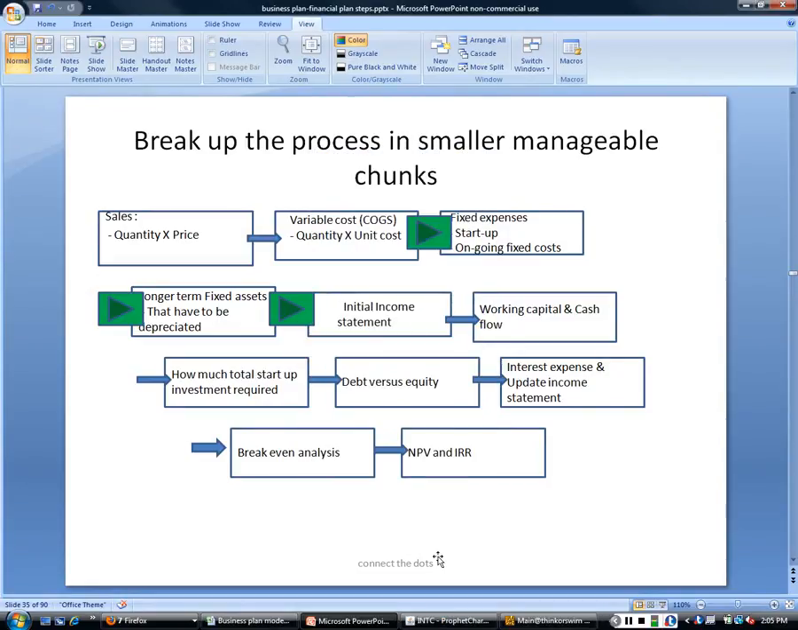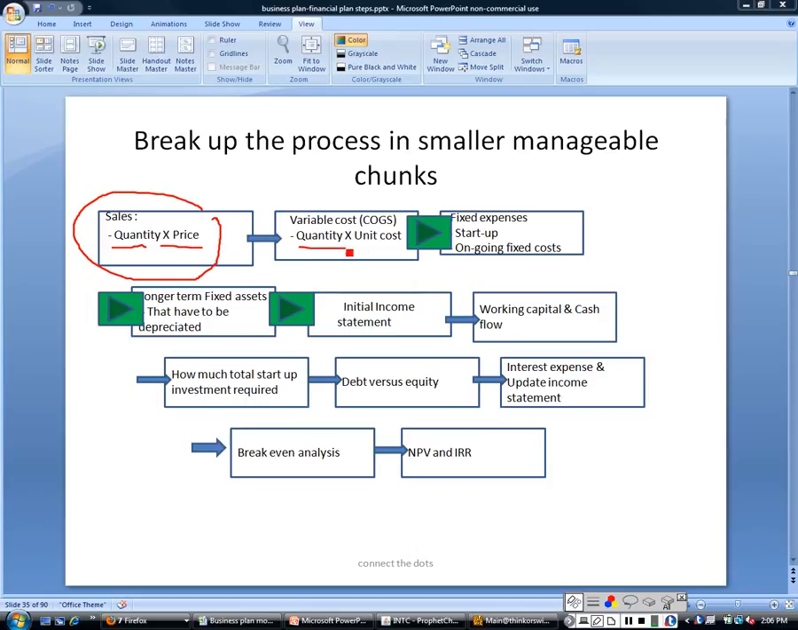So what we have done so far in the first two modules is the sales, and we've also done the variable cost. So we went through sales, quantity times price, variable cost, quantity times unit cost, and now we're going to get into the fixed costs, the startup, ongoing, and so on. Okay. So let me go back and touch on what we have done on the Excel side.